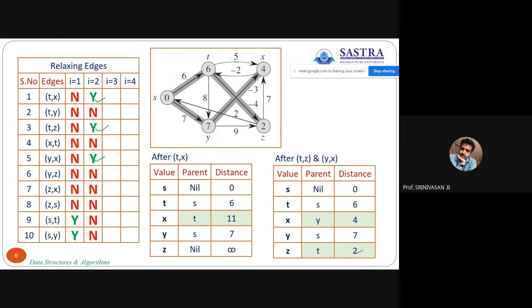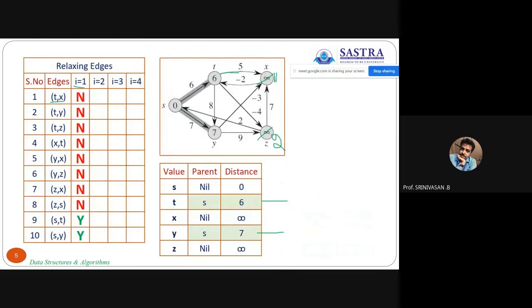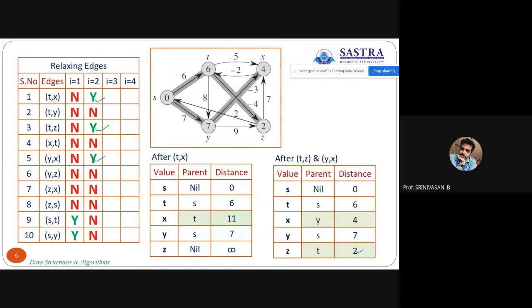Okay, y comma x means here you see that y and x. X is already 11. So now y is 7. 7 minus 3 is 4. 4 is less than 11. So it will be changed again to 4. So that is why I draw two tables. After relaxing the t comma x, x value changed to 11. But while relaxing the y comma x, it is changed again. The parent is changed to y, whose cost is less. The distance is 4. Okay, if you check other edges, nothing will need relaxation. So they are kept unchanged.